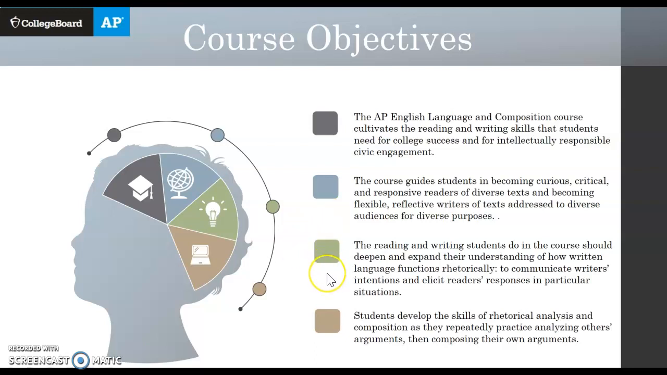The reading and writing students do in the course should deepen and expand their understanding of how written language functions rhetorically, that is, to communicate writers' intentions and elicit readers' responses in particular situations. Students develop the skills of rhetorical analysis and composition as they repeatedly practice analyzing authors' arguments, then composing their own arguments.